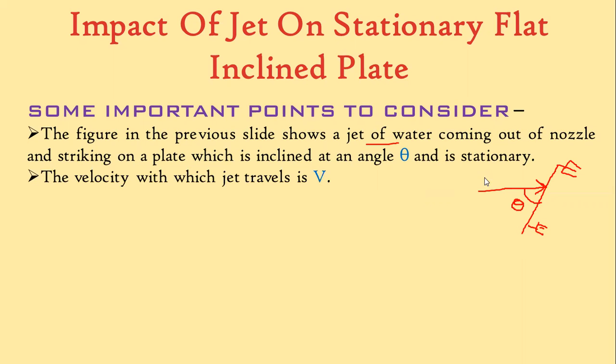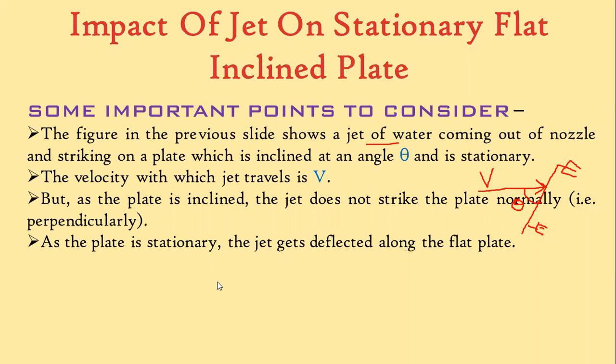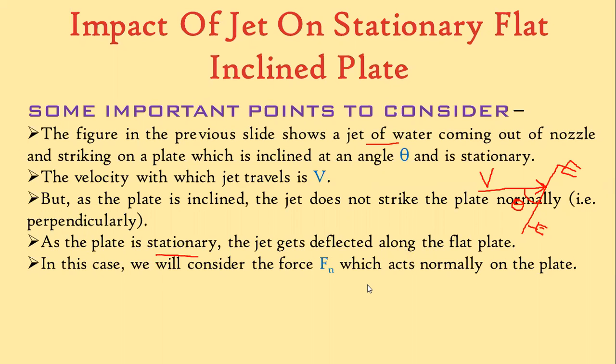The velocity with which the jet travels is capital V. But as the plate is inclined, the jet does not strike the plate normally. The jet is not going to strike the plate normally, or head on. And as the plate is stationary, the jet gets deflected along the flat plate. In this case, we will consider the force Fn which acts normally on the plate.